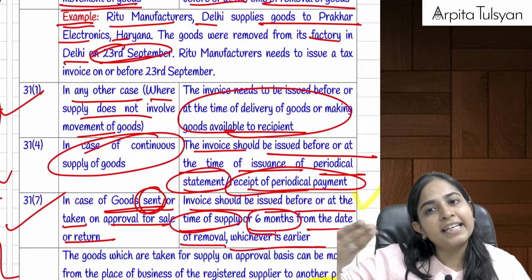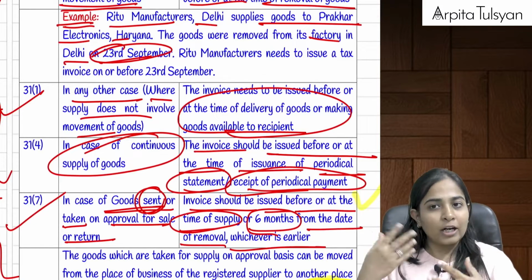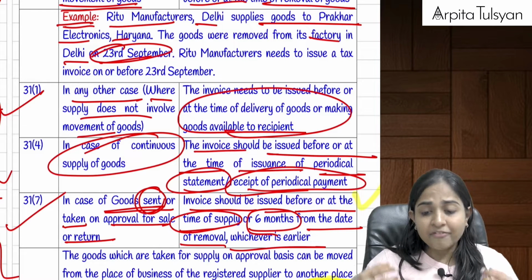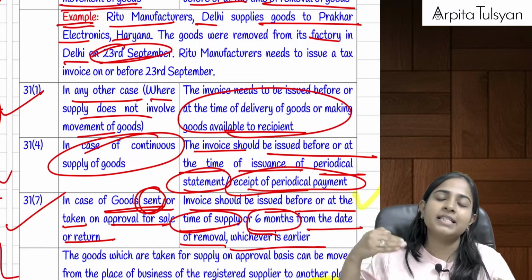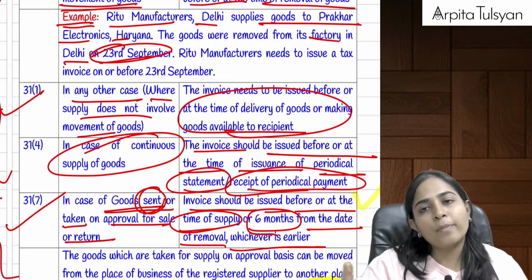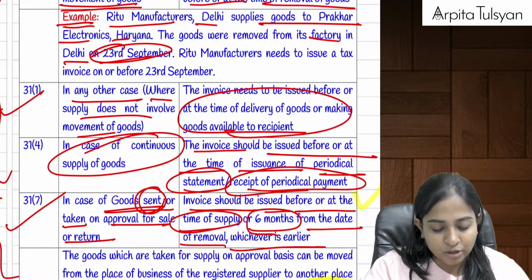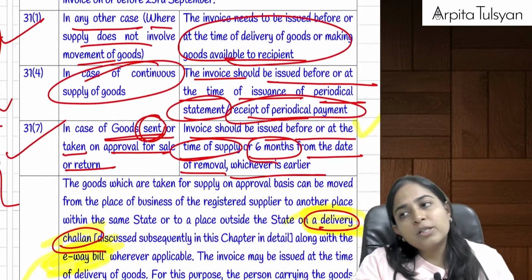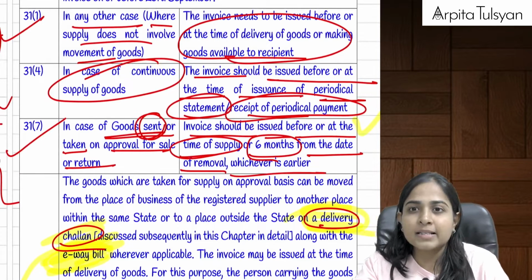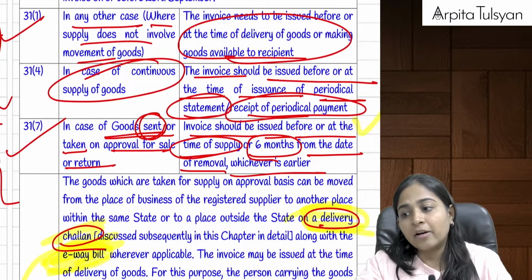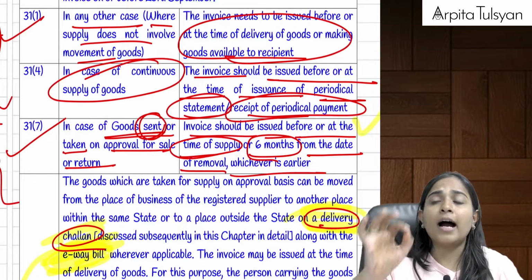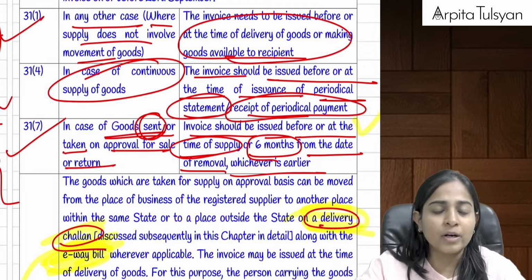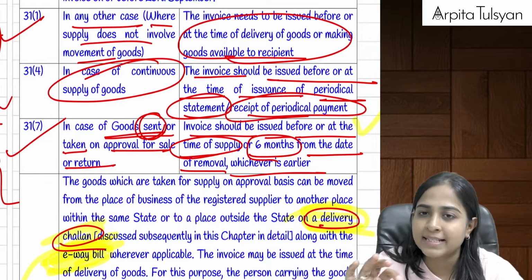On or before that day, the invoice should be issued. In case of continuous supply of goods, there are two ways: either when we are issuing the periodical statement to the recipient, or whenever we are receiving periodical payments, on or before that particular date we have to issue the invoice. Whenever the goods are sent on approval basis or sale or approval basis, first of all, if you are able to sell it, well and good. As soon as you sell it, on the same day the tax invoice should be issued.